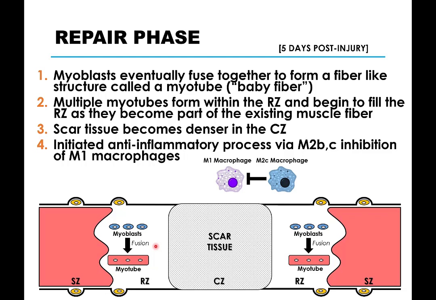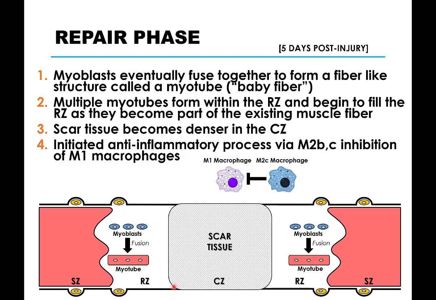These fused myoblasts form myotubes, which are essentially baby muscle fibers that are multinucleated, just like an adult muscle fiber. As myoblast fusion progresses, myotubes form and accumulate within the regeneration zones. And remember, the basal lamina is the scaffold on which muscle fibers regenerate. So these myotubes begin forming along the basal lamina first.